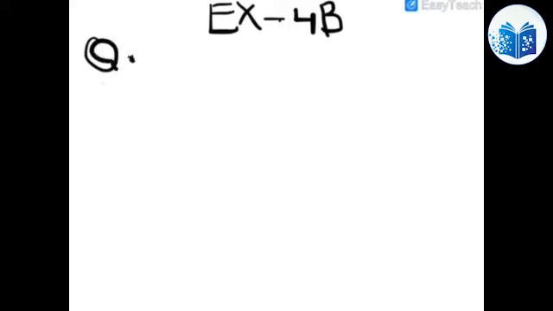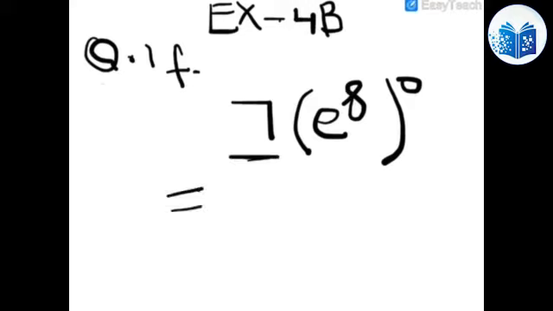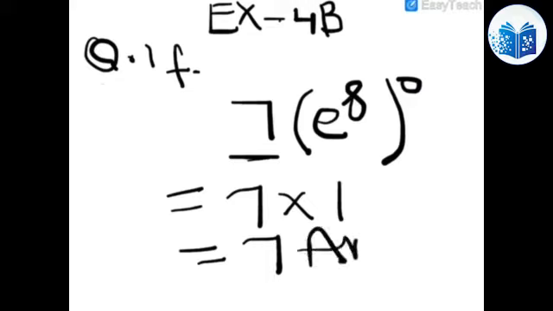Question number 1F says 7e power 8, this whole thing power 0. Again, 7 is outside. It's a multiple and it does not have this power 0 with it. So it will become 7 into 1, and the answer will be 7. Okay.